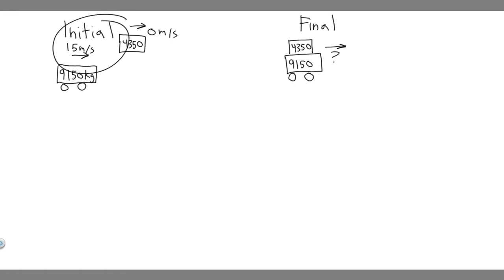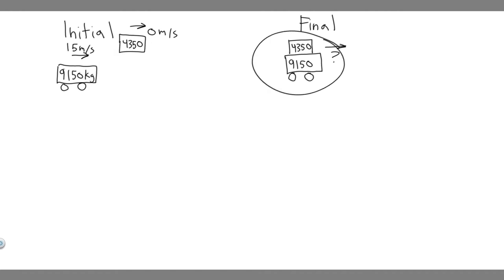So what we go ahead and do is just label the initial and the final. Initially we have this car, 9,150 kilograms moving at 15 meters per second. And we also have this load, 4,350 kilograms, but this one's at rest, so it isn't moving. Then it's going to be dropped onto the car.